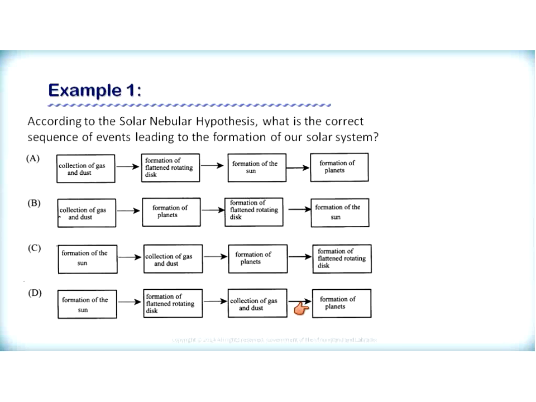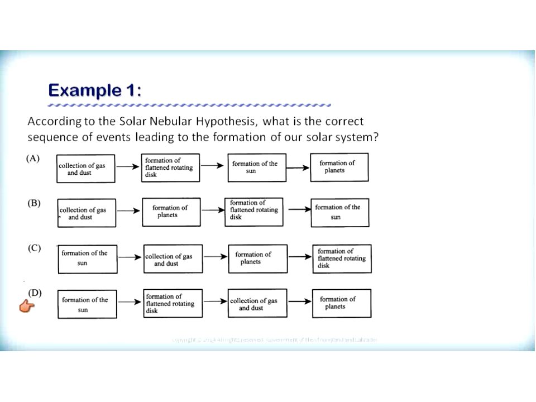When we collectively look at all four choices, we see that collection of dust and gas is the first starting point of both choices A and B. Whereas if you look at choices C and D, we had the formation of the sun. So when we look back at the evolution of the solar nebula hypothesis, we notice that the collection of dust and gas would satisfy the first stage in the formation of our solar system. So that would eliminate choices C and D.